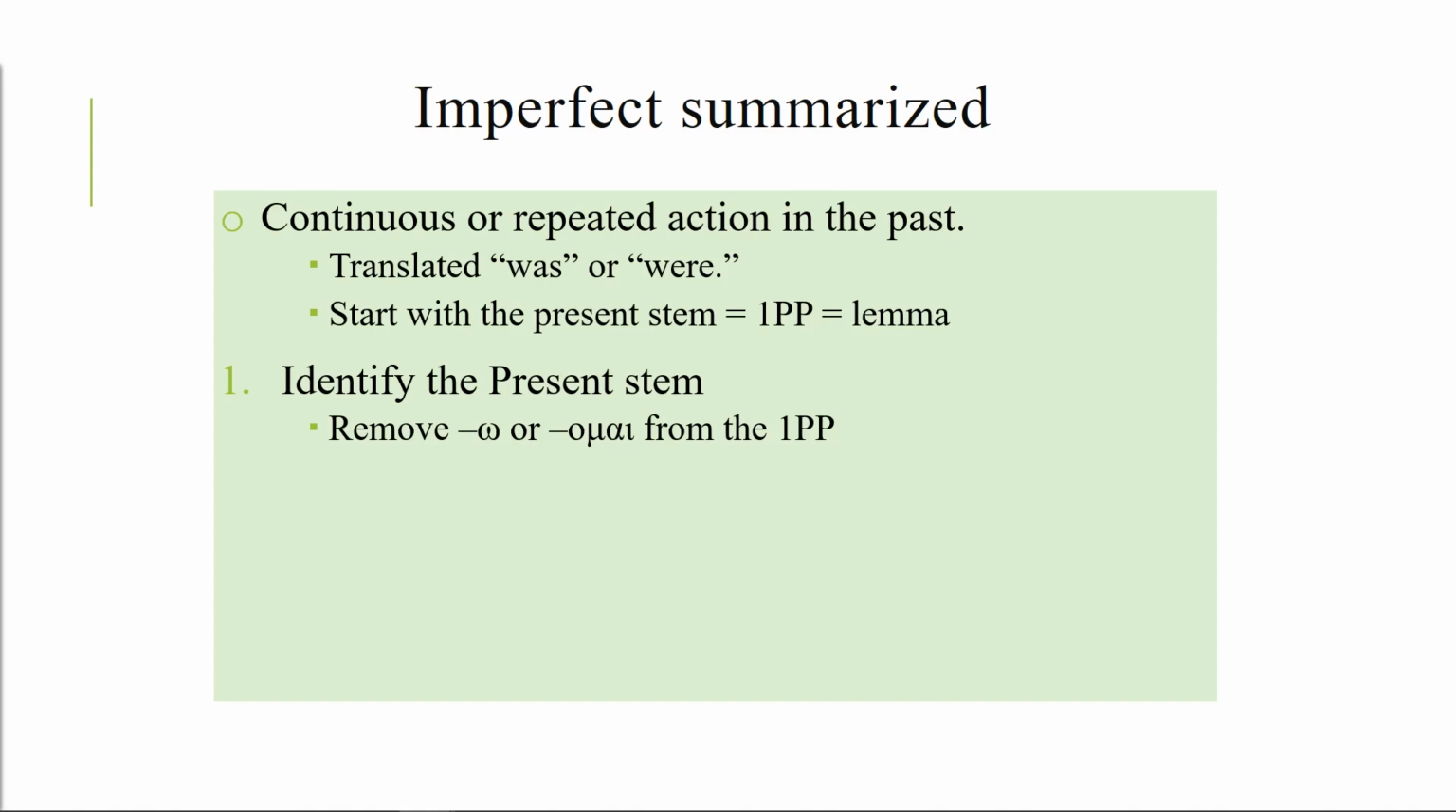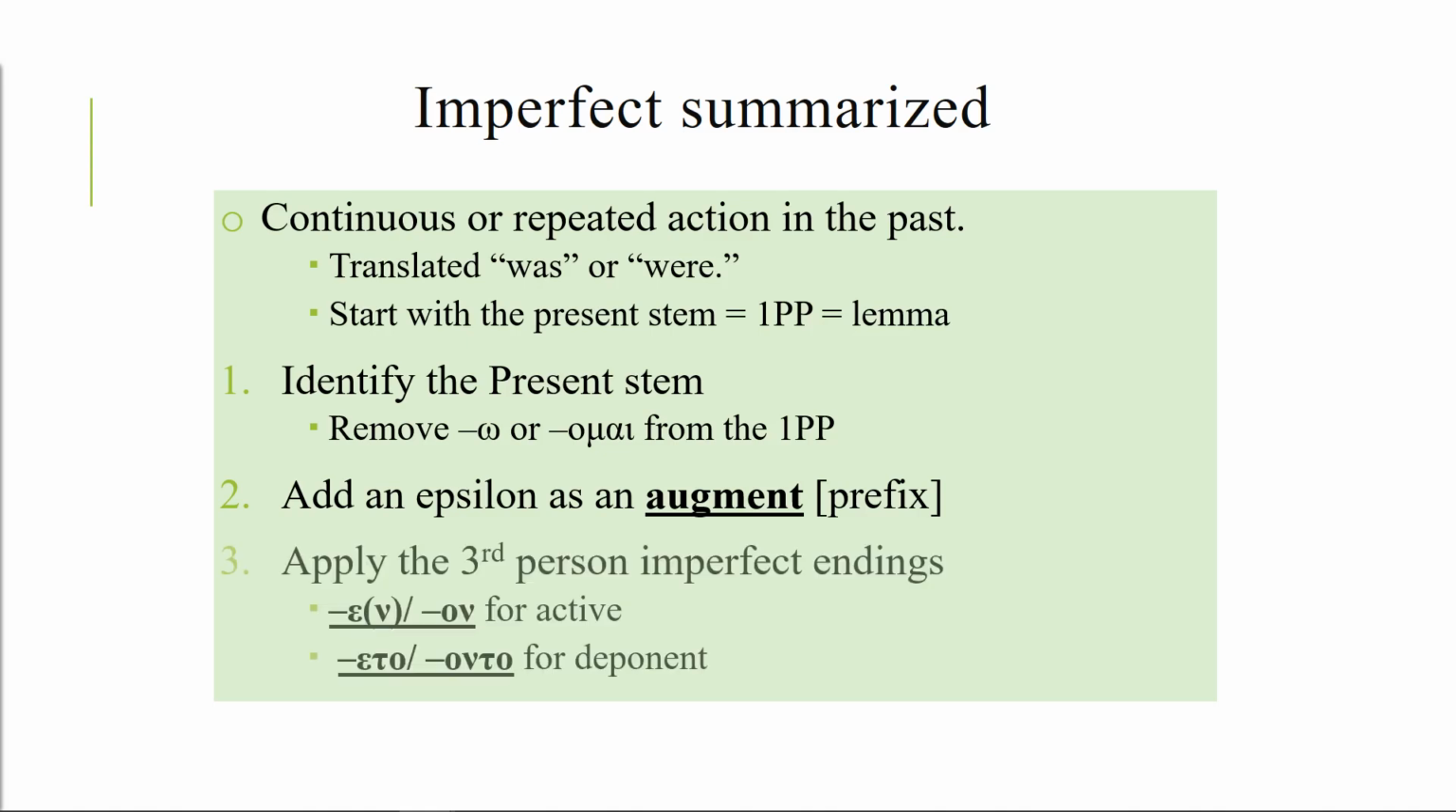Once you've got that, you've got your stem. Then you have to add the augment that we've already talked about that you use in both imperfect and aorist. And then you just add whatever the personal endings are. In this case, we have the third person, singular and plural. And for the active, this is e and on. For the deponent, it's eto and onto.